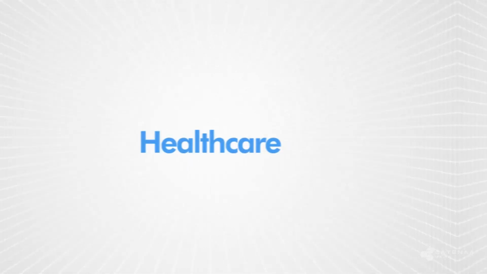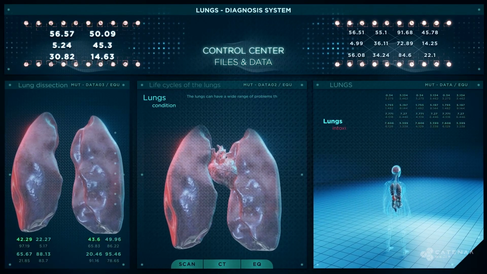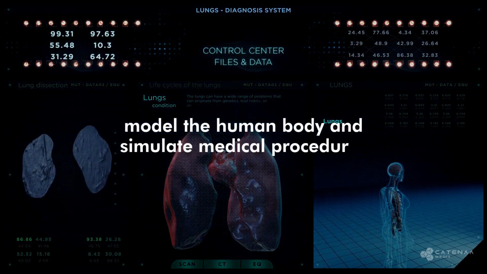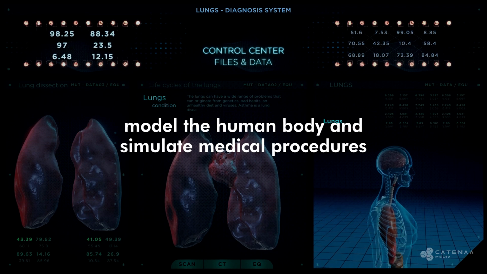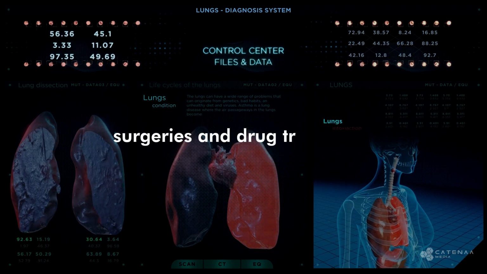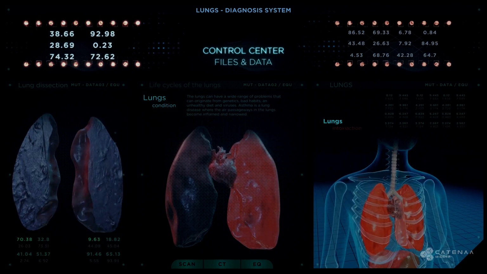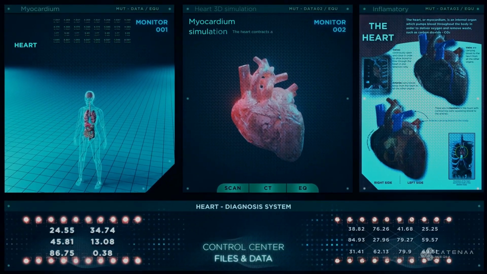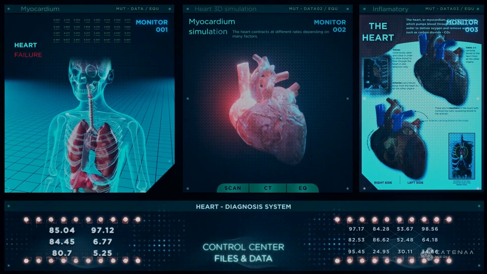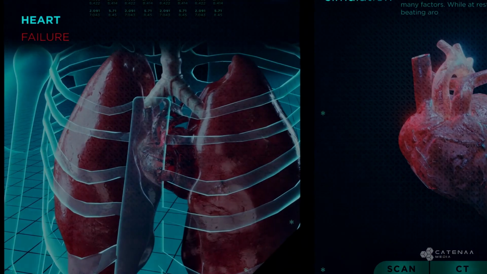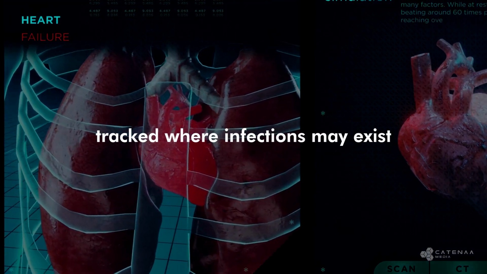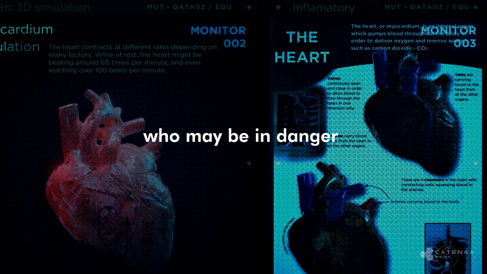Healthcare. In healthcare, digital twins can model the human body and simulate medical procedures, such as surgeries and drug treatments, to improve patient outcomes. Systems have also modeled the flow of people through hospitals and tracked where infections may exist and who may be in danger through contact.